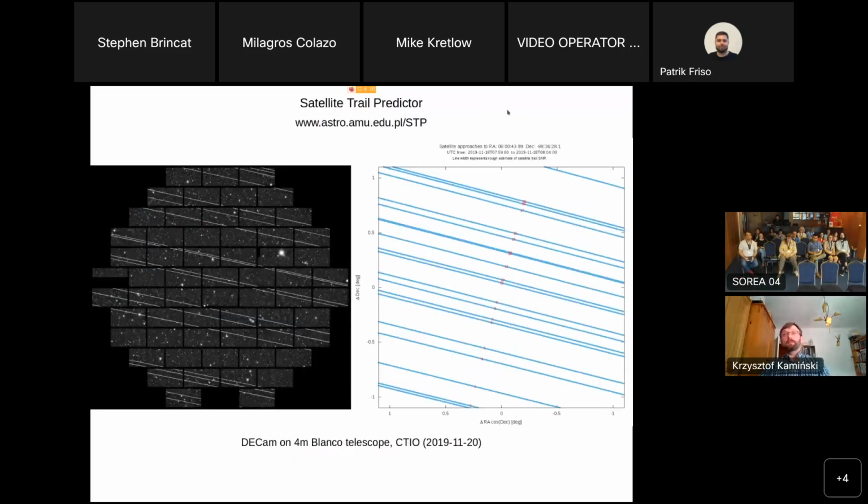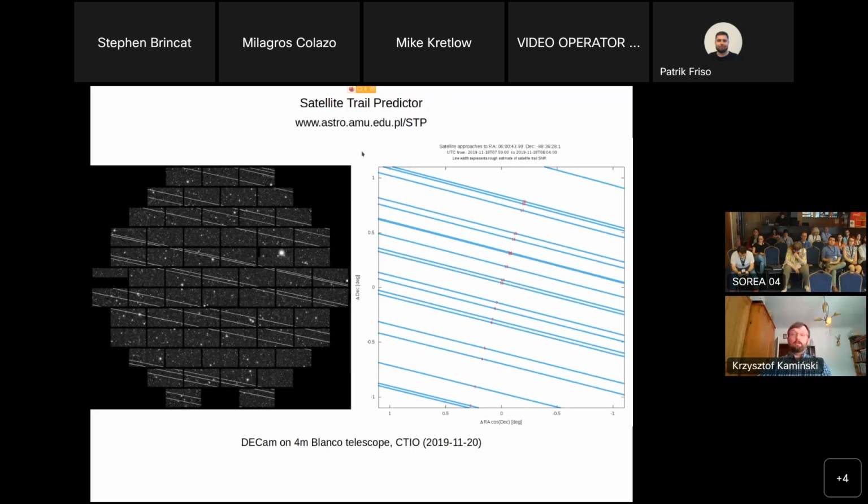The other thing that can be done, well, we can actually predict whether our observations will be affected or not by satellites. Most of the satellites have publicly available orbits, not very accurate ones, but accurate enough to do such calculations. Therefore, we started an internet service available for everyone. We call it Satellite Trail Predictor. And here you can see an example output of that service.